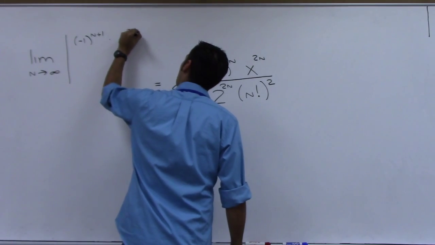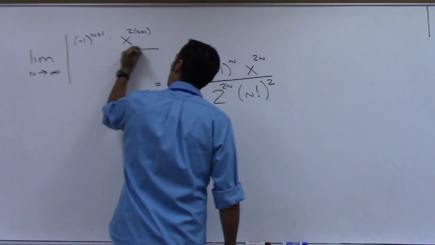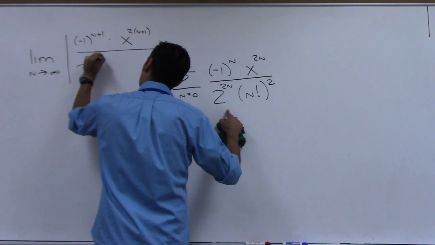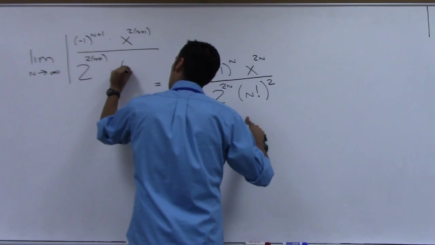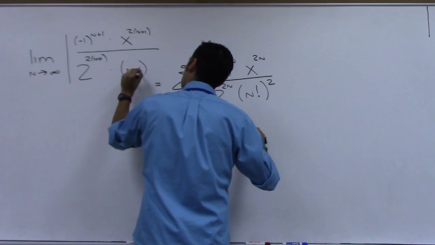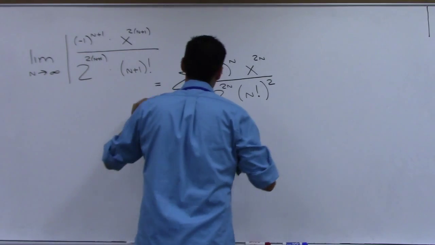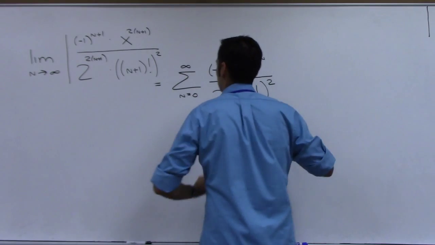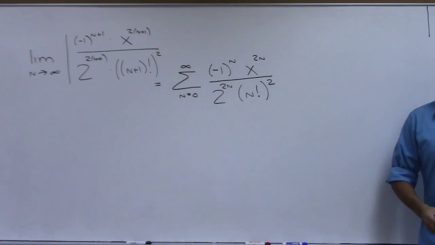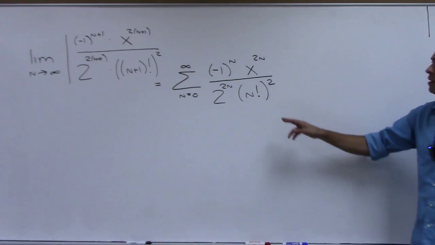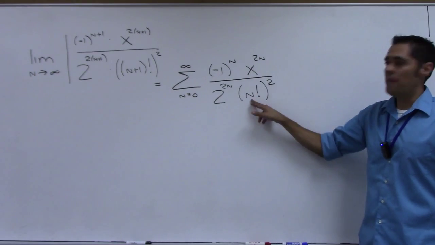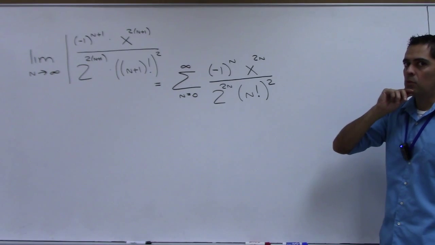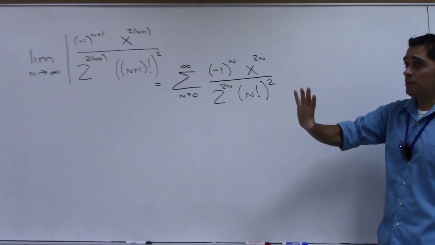x to the 2n plus 1 over 2 to the 2n plus 1, and then (n plus 1) factorial, but then squared. So that's kind of messy. You have to be real careful how you put these n plus 1s in. n plus 1 there, there, there, and there. Questions? I'm not done, right?